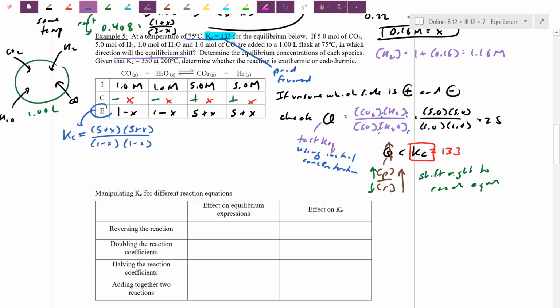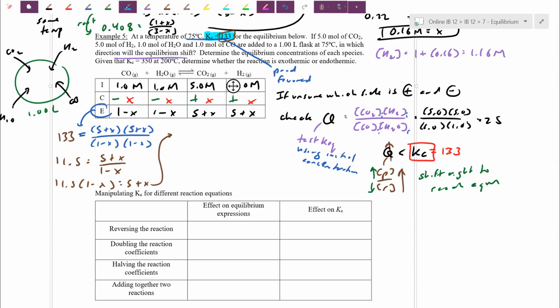And my KC, they already told me, by the time you're at equilibrium, should be 133. I'm ready to put in that 133. That is the KC expression. Remember, these are squared, so let me take the square root of both sides. The root of 133, very similar to the question we just did, is going to be 5 plus x divided by 1 minus x. Bring the 1 minus x up.